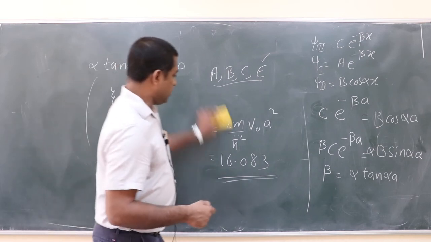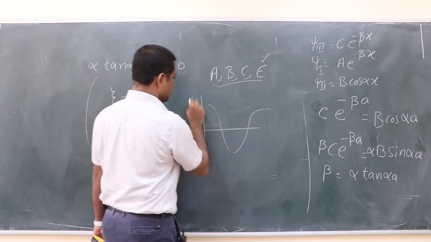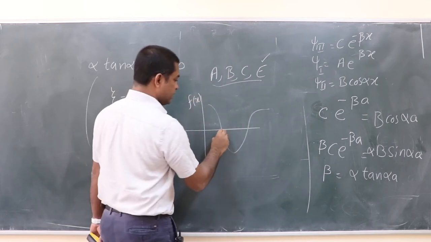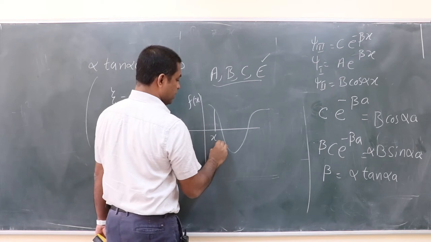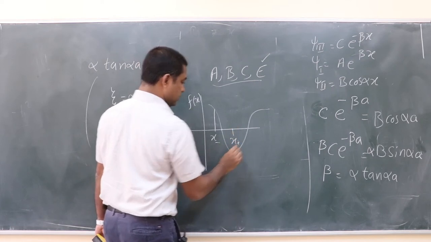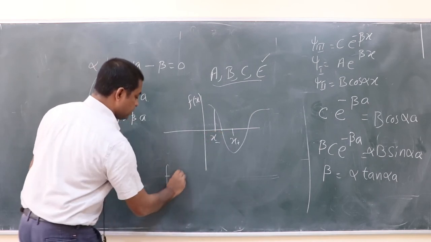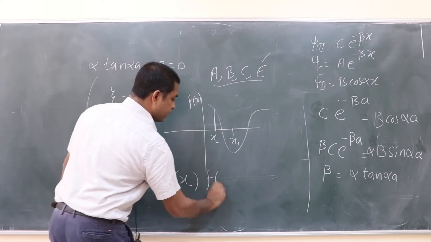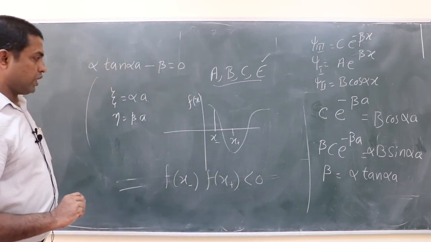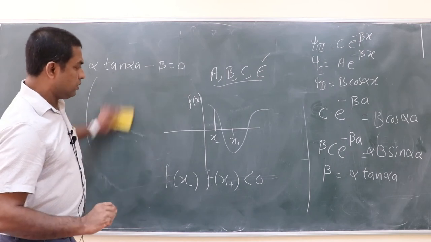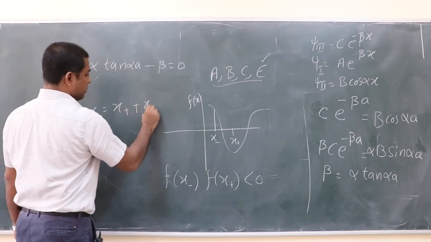So the bisection algorithm. This is a function f of x. You know that there is a root here. Then you put x minus and x plus. If the root is in between, f of x minus into f of x plus will always be less than 0. Next, you find one point xc, which is equal to x plus plus x minus by 2.